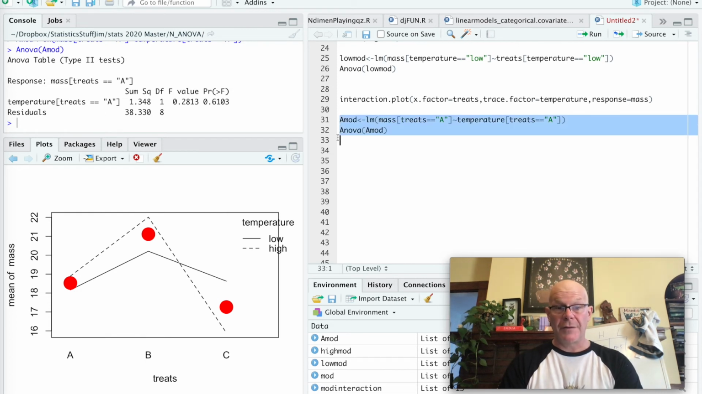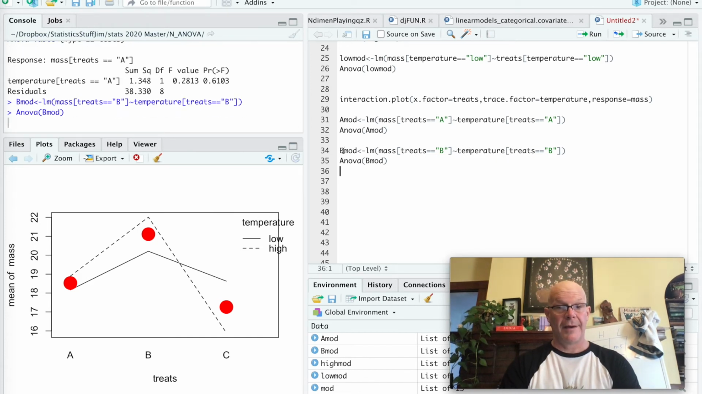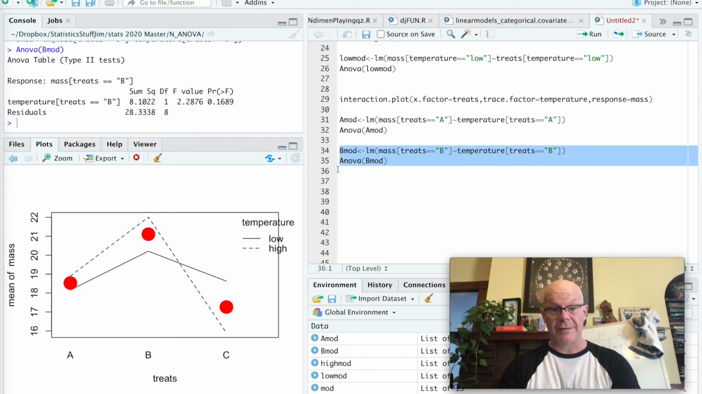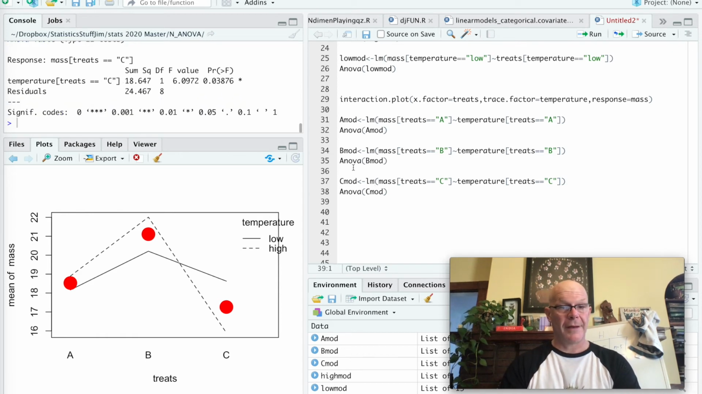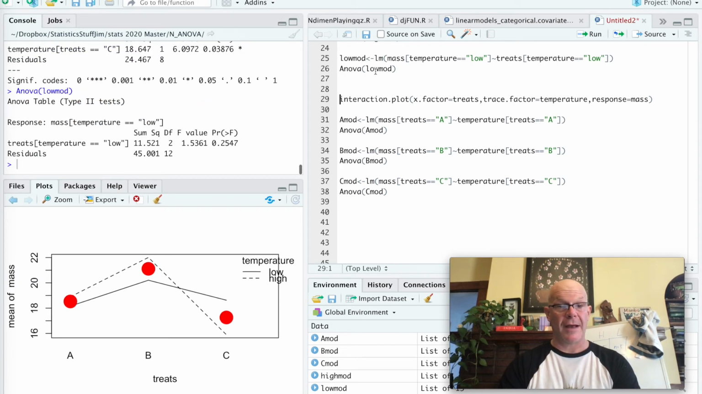So let's go ahead and we'll do the exact same thing for treatment B. So I'm just going to cut and paste a little bit, do some typing, rename this. Okay, treatment B, there doesn't seem to be any real effect of temperature. So now let's go to treatment C. We run that, and there's the culprit, okay? This is the thing that was probably driving our significant interaction term.